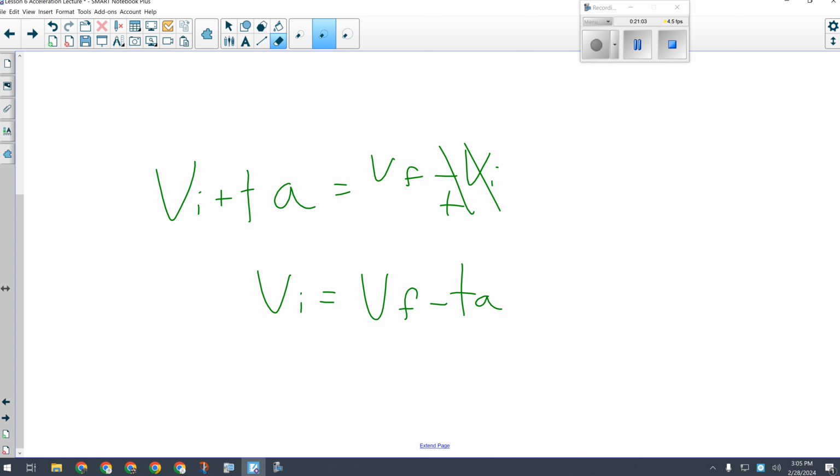Now, if you're a logical person, let me explain why this formula works. Okay? A minute ago, we did this and we solved for VF. And we said that that was going to be VI plus T times A. Okay? T times A calculates the change in velocity. So if I take the change in velocity and add it to the initial velocity, I should get the final. Would you agree? Okay, so down here, if I take my final velocity and subtract the change, I should get what I started with. Right?